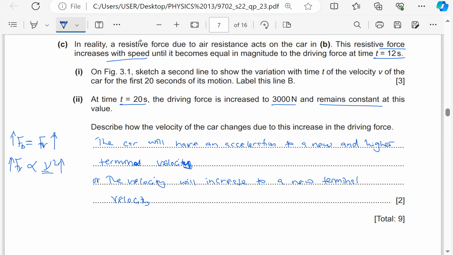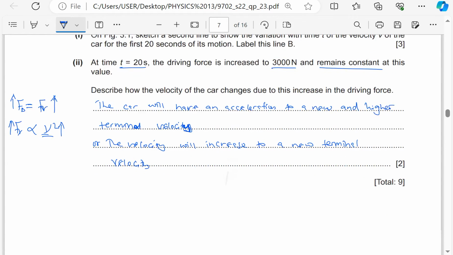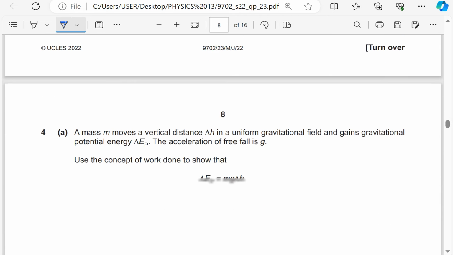Okay, as simple as that. The car will accelerate to a new and higher terminal velocity, or we say the velocity will increase to a new terminal velocity. As simple as that. Question 4.